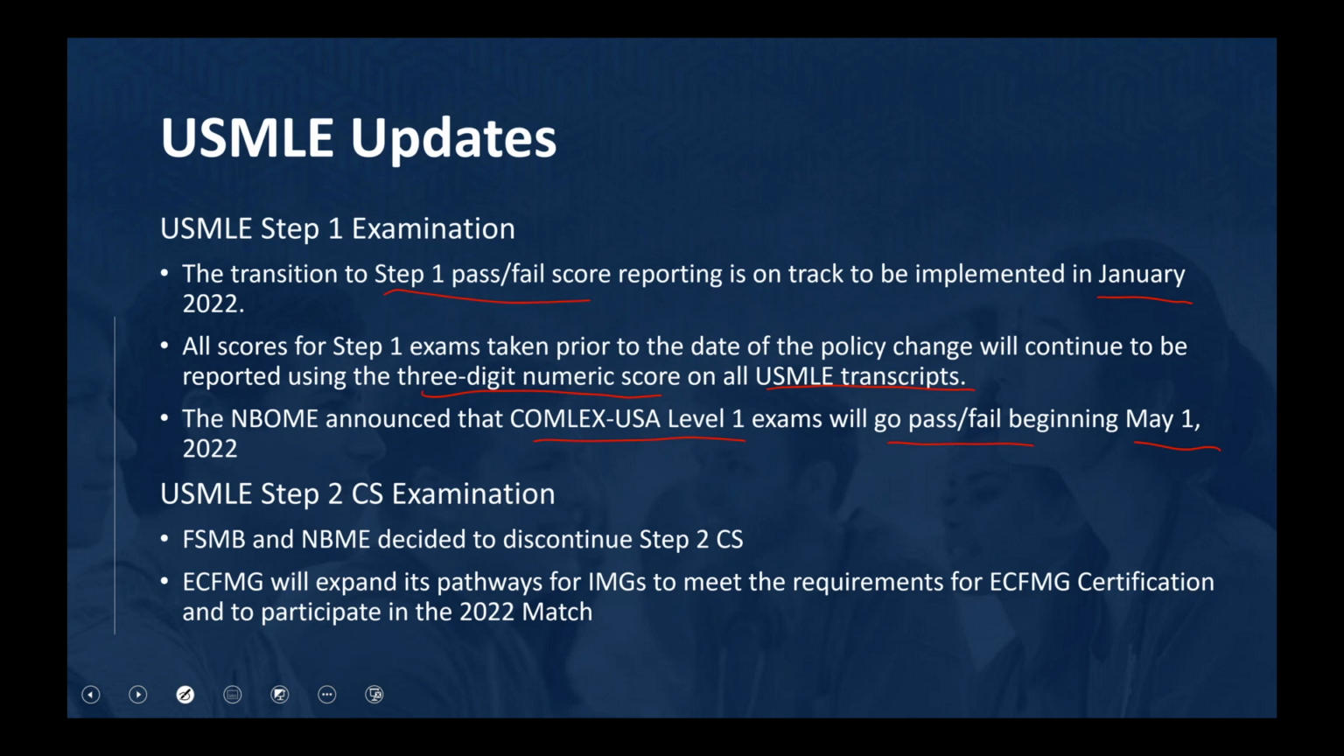While we're not really going to be talking about the USMLE Step 2 CS, since we have a lot of international medical graduates and U.S. students who are figuring this out, I think most of you already know that they have discontinued the Step 2 CS. ECFMG will be making adjustments to their pathways so that IMGs can meet the requirements for ECFMG certification to be able to participate in the match.